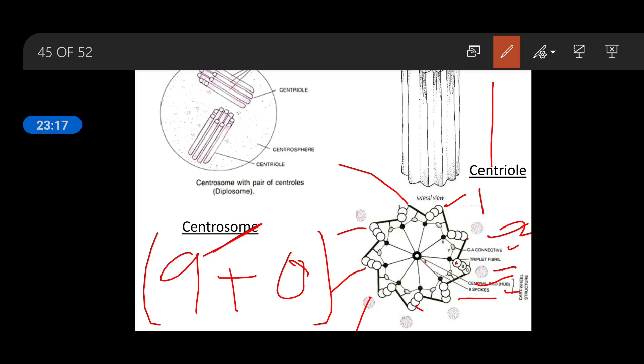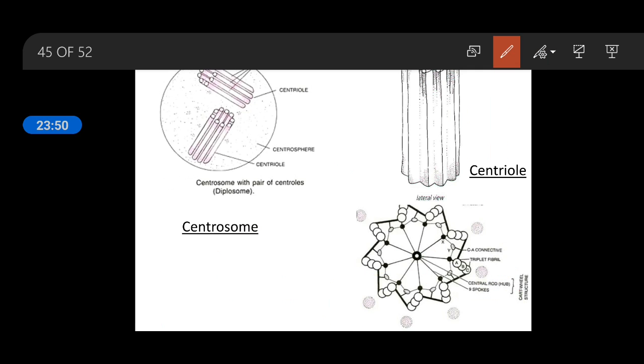From each A microtubule there is a radial spoke arising, which moves towards the central part. So the hub and the A microtubule of each triplet are interconnected. These are interconnected, hub with the A microtubule of each triplet. So there are a total of 9 radial spokes present. So this is the arrangement of the centriole.